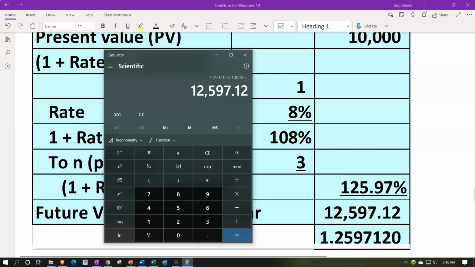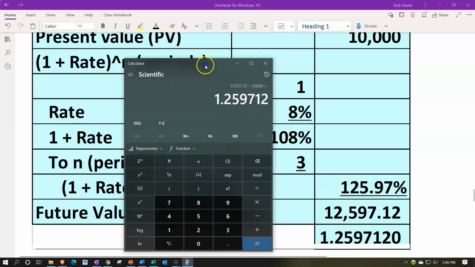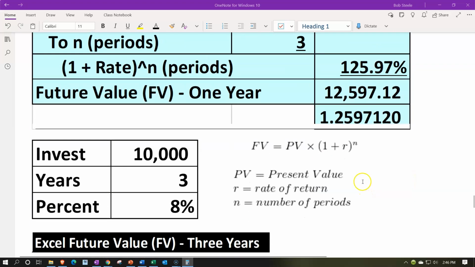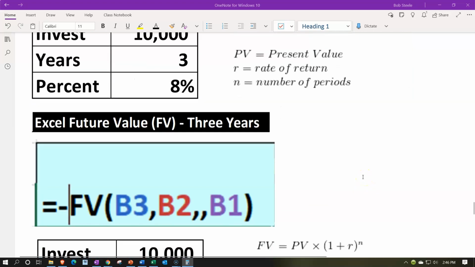If I was to build my table, you might ask, where do they get the future value table? If I took that number and divided it by the 10,000, that's going to give us our 1.259712, which should be, I believe, the amount that would be on the future value table, which we'll take a look at shortly.